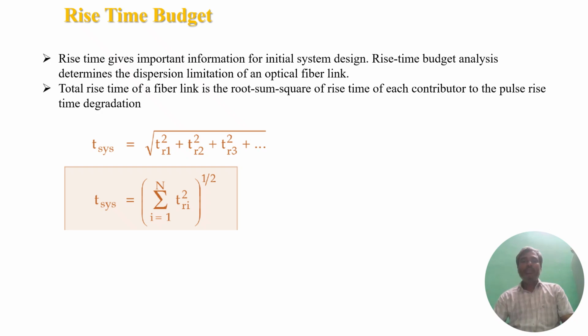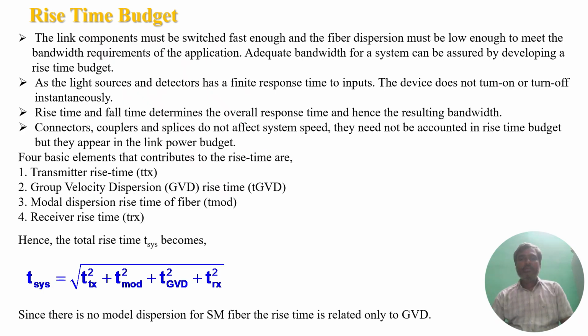The dispersion limitation of an optical communication system is determined with the help of rise time budget analysis. The total rise time of an optical communication system is the square root of the sum of squares of the individual components' rise time degradation. Rise time is the time taken by a component or a system in order to respond to its input. The rise time and fall times of the components will determine the overall response time of the optical communication system, thus resulting in the final bandwidth of the system.